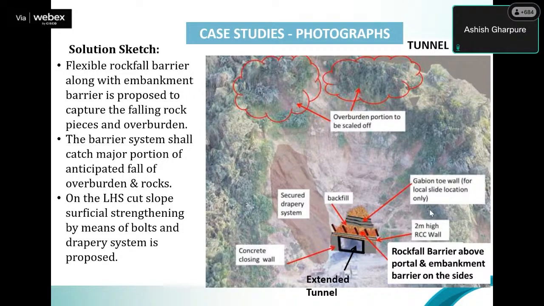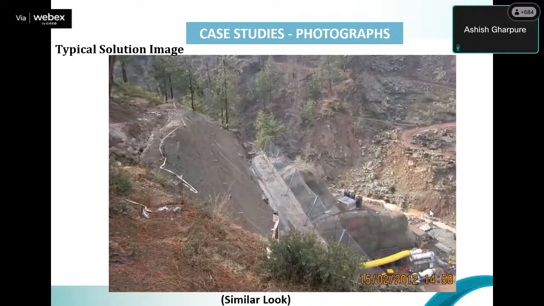Next, please. This is for Northeast Frontier Railway, actually in Mizoram. And the solution, how it looks from the top, so a barrier on top of the portal. Next, please.